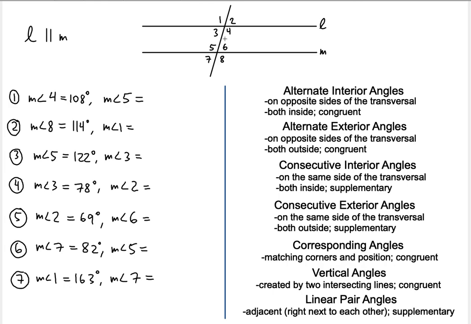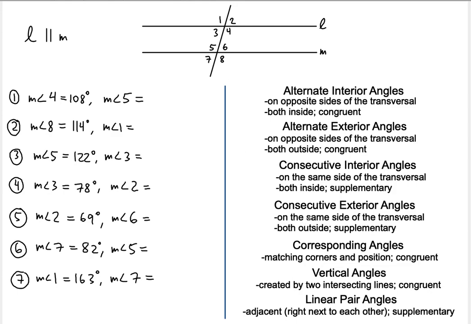So that you understand. Now, this is not the only pair. This is another pair of consecutive interior angles, right? So 3 and 5, together their angle measures will add up to 180 degrees. And they're both inside, as you can tell. So 3 and 5 are consecutive interior angles, and so are 4 and 6.